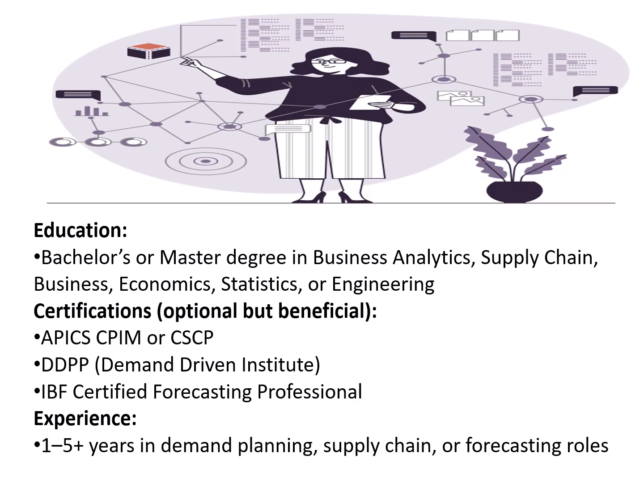Now let's talk about what kind of qualifications are required for a demand planner. Education: a bachelor's or master's degree in business analytics, supply chain, business, economics, statistics, or engineering. Certifications are optional, but they are beneficial, like APICS CPIM or CSCP, Demand Driven Institute DDPP, and Certified Forecasting Professional, IBF. And then experience, typically 1 to 5 years in demand planning, supply chain, or a forecasting role.